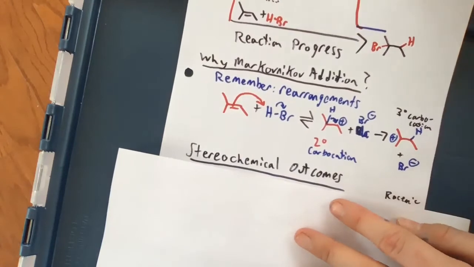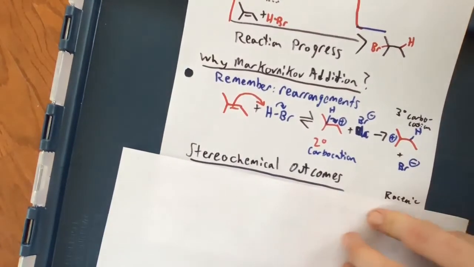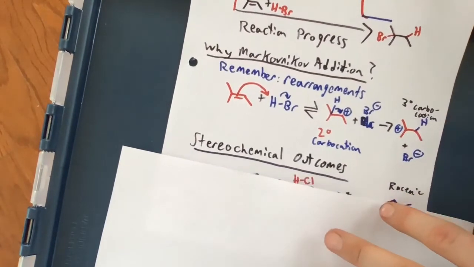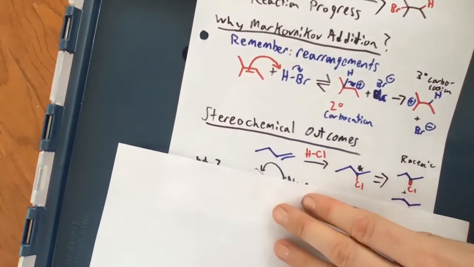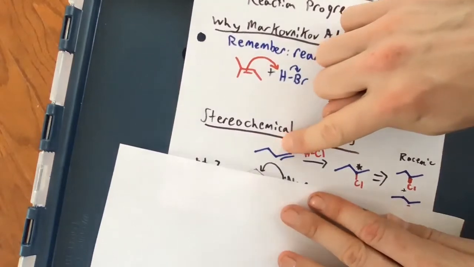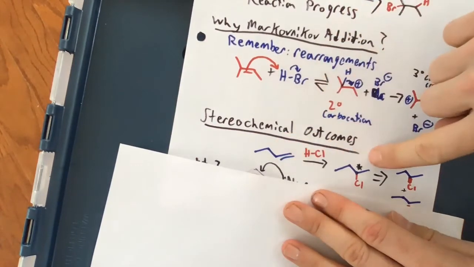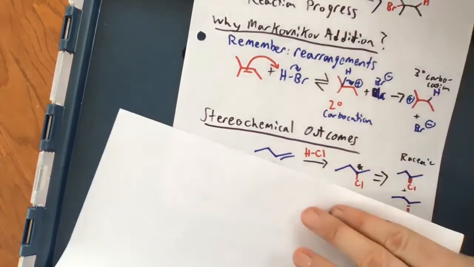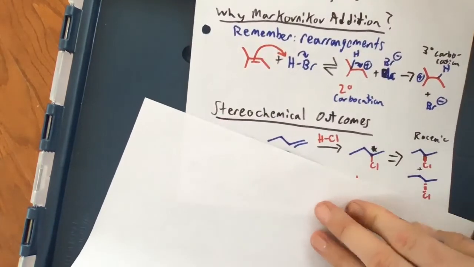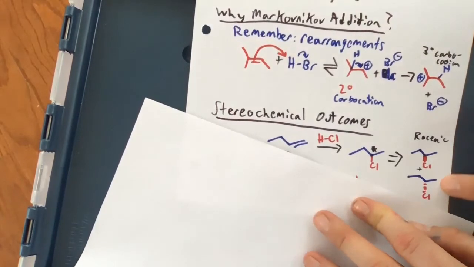So what about the stereochemistry? Does this happen in a stereochemical way? And the answer is not really, because if you add HCl to this alkene, what you will get is a chiral product. But the problem is that you will get equal amounts of both isomers, both enantiomers, and we call that a racemic mixture.